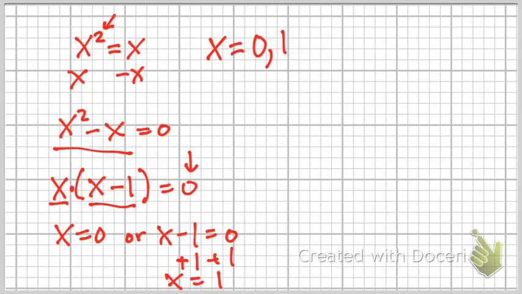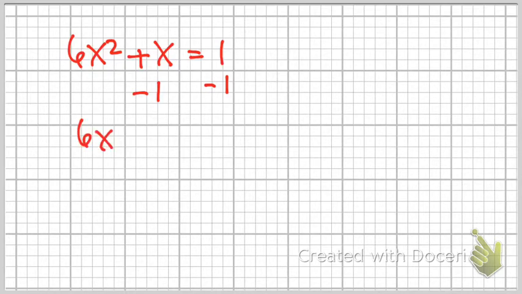Okay, now there's another type of problem that we have to deal with as well. Let's take a look at this. Let me start over. So we've got 6x squared plus x equals 1. What do we do first? First off, we have to move the 1 over, so I subtract 1 from both sides. Notice with any of these with x squareds, we're getting everything over to the same side and getting a 0 on the other side. So that's 6x squared plus x minus 1 equals 0.